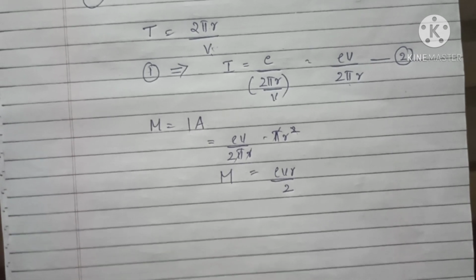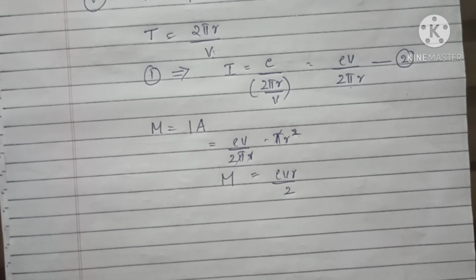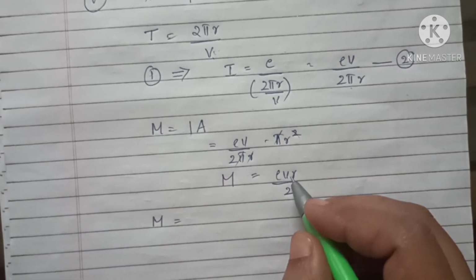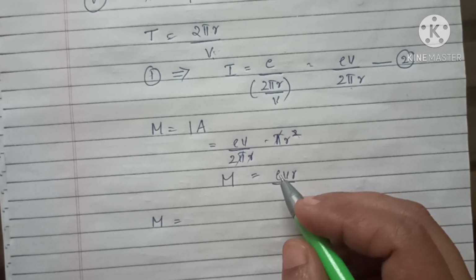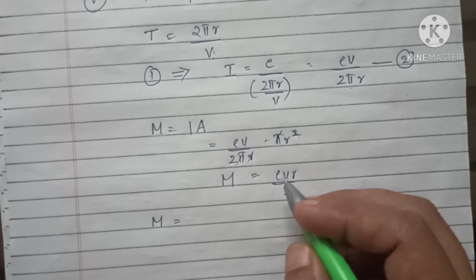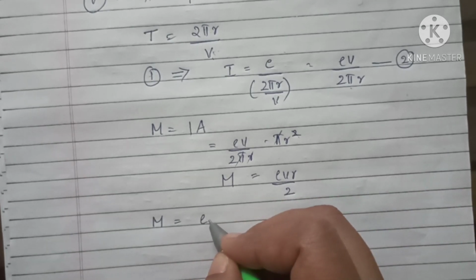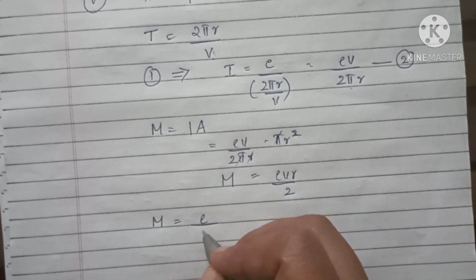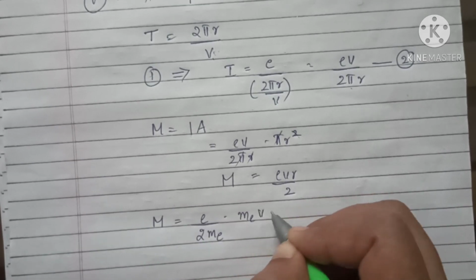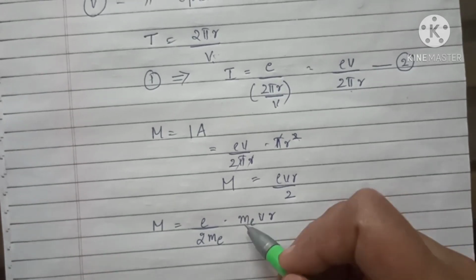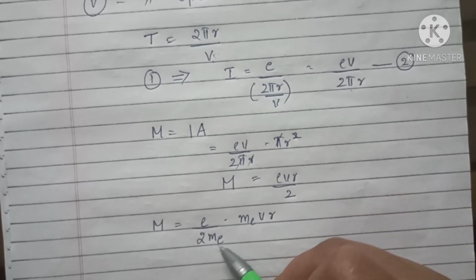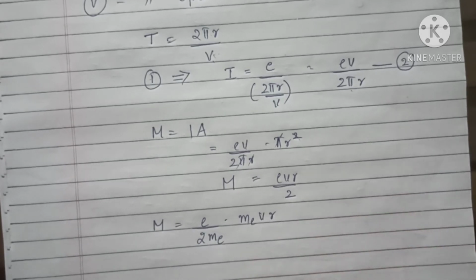Now here just a small simplification, because here I am multiplying this particular value by me. me means what? Mass of the electron. That is, just a rearrangement, e by 2me into me v r. Multiplying and dividing with me, so this equation will be e by 2me into me v r.